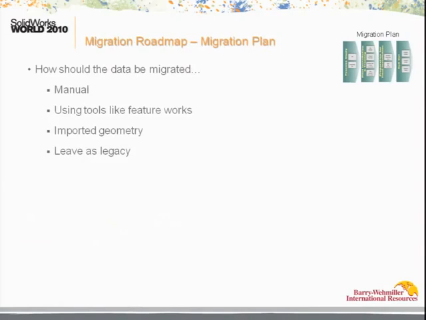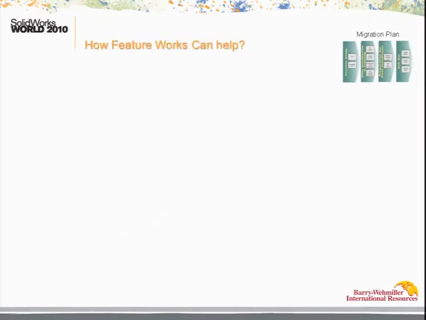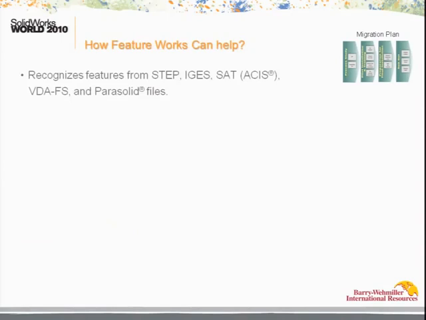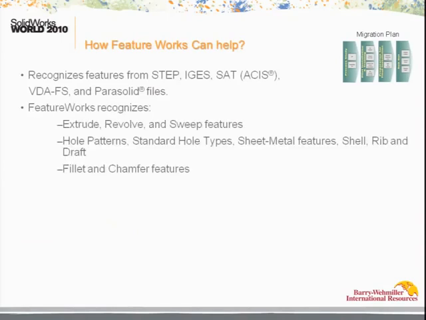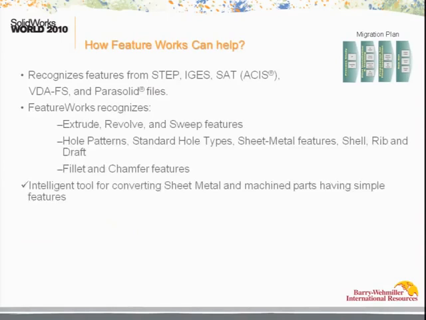When you are talking about what data should be migrated, these are the type of decisions you need to make as to what needs to be parametric and what can be dumb, what needs to be translated manually and what can be done using an automated tool.